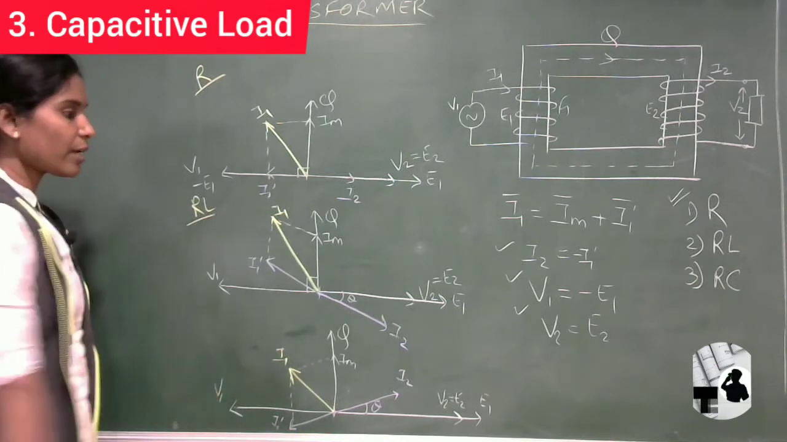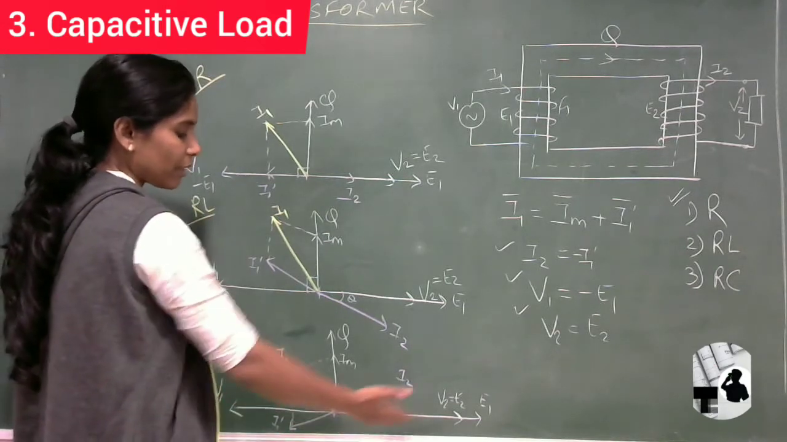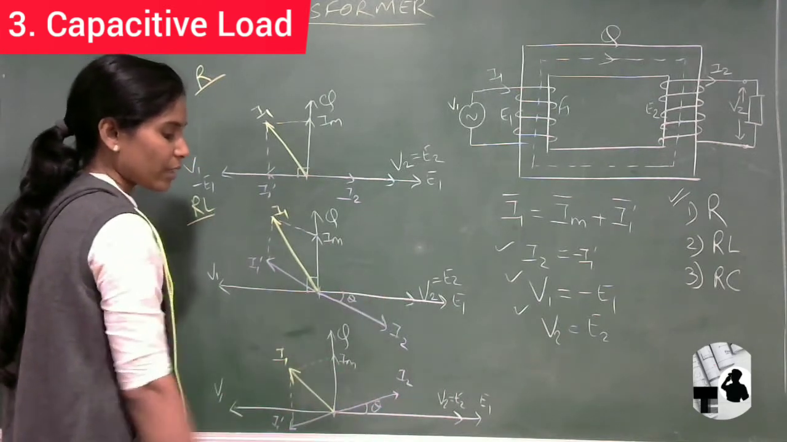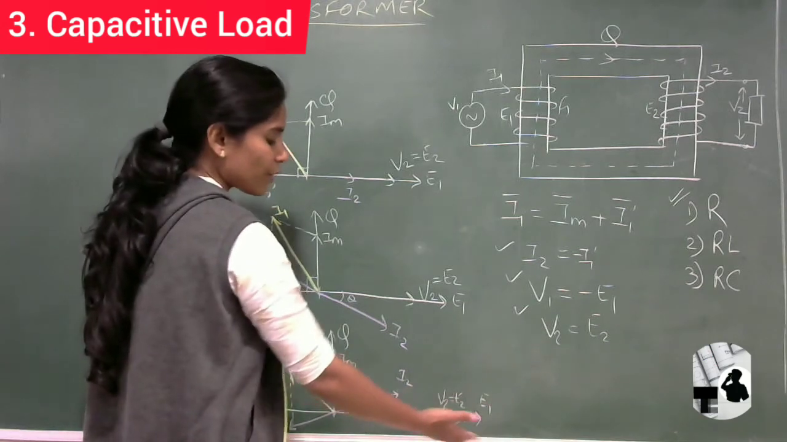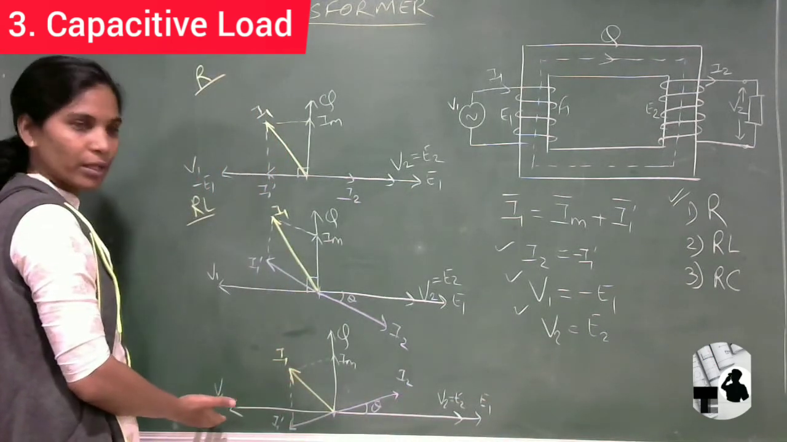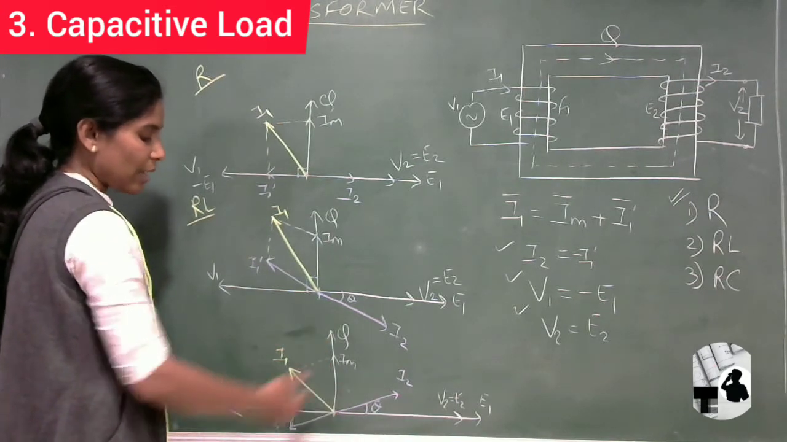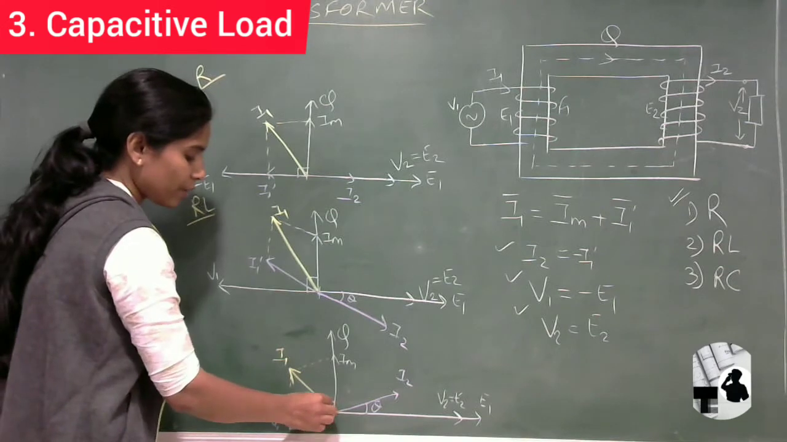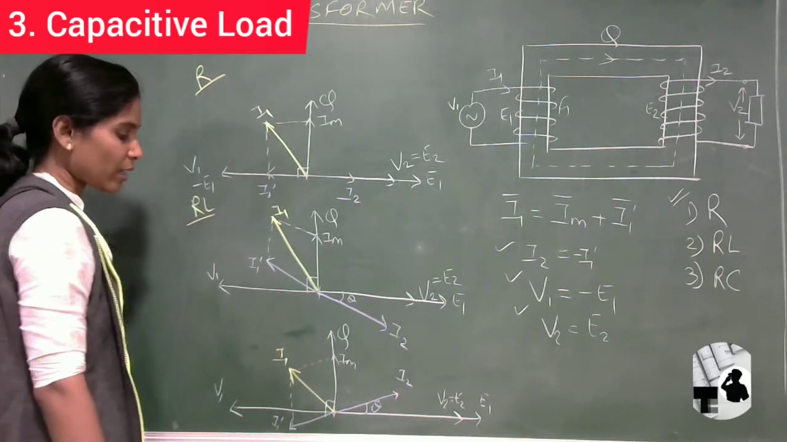So this is the phasor diagram for the capacitive circuit. Here you can see the white line shows the same figure as before: V2 is taken as the reference, which is equal to E2, and in the same phase we have E1, and in phase opposition we have V1, the supply voltage. Now phi lags the supply voltage V1 by 90 degrees, and in the same phase we have the magnetizing component of the supply current I1.